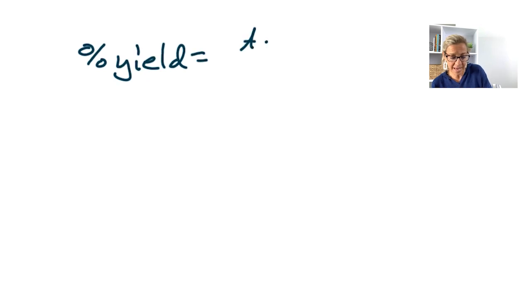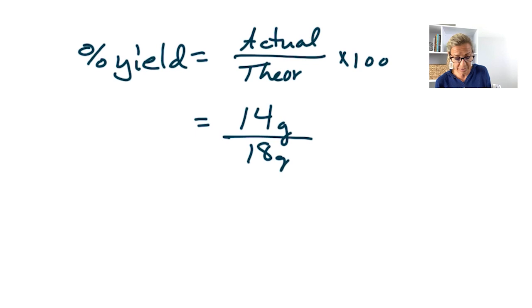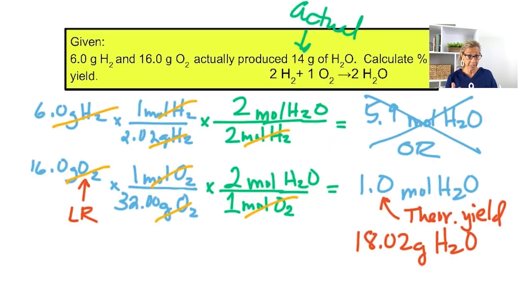Okay, so that is the actual divided by the theoretical times 100. So I actually got 14 grams. Theoretical was 18. And that would give us 78% yield. Okay, so again, percent yield is going to always be less than or equal to 100%. It comes from the actual, which has to be given to you or you get it in the lab, divided by the theoretical. That's the one you calculate based on the limiting reactant. I hope this helps. You can do chemistry.